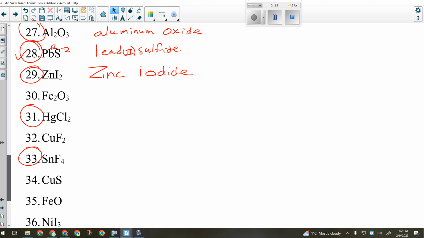Now for number 31, mercury can be 1 or a 2. Okay, so I look to chlorine. There's a -1 charge on the chlorines. That gives me 2 negative charges. Okay, and so that means I need 2 positive charges from the mercury. So we're looking at mercury 2 chloride.